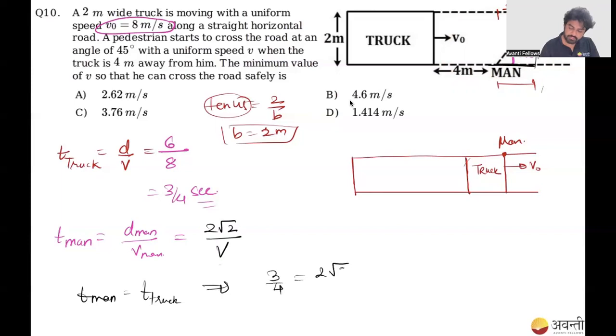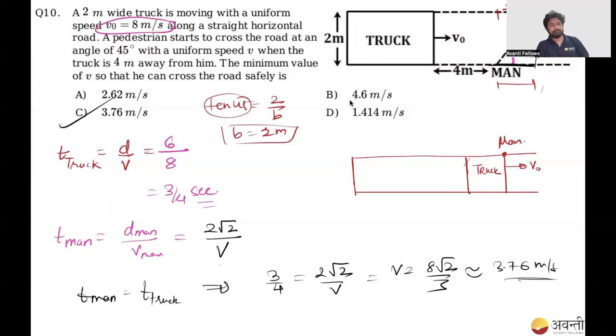We just equate them and we'll get the answer. 2 root 2 by V equals 3 by 4. So from here, V is equal to 8 root 2 upon 3, which is approximately 3.76 meters per second. Okay, which is option C. Fine, I hope you understood. It was a good question, a little bit of an imagination type of question. Let's move to another question.